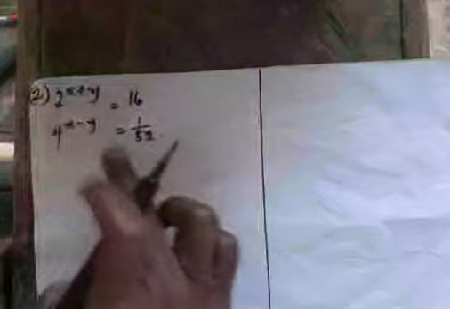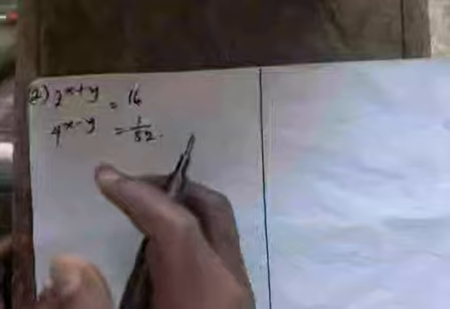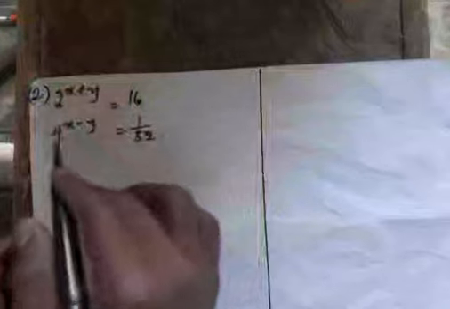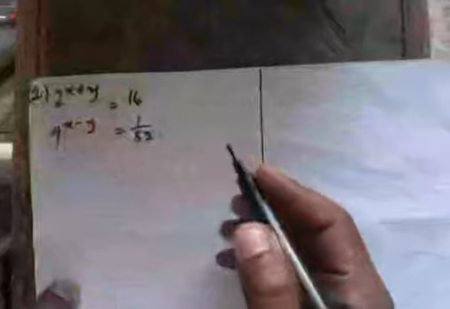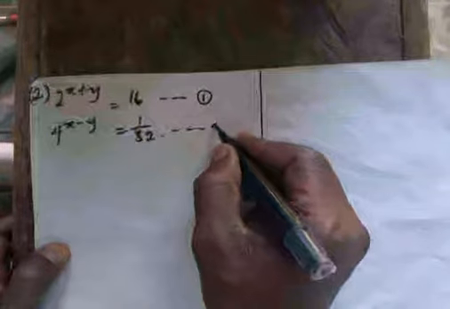So if you look at this, I told you, if you are having any indicial equation, it should be in the same base. So now this is not the same as this, and also this is not the same as this. So what do we do? We can write everything in base 2. So from equation 1, we call this equation 1, then we call this equation 2.